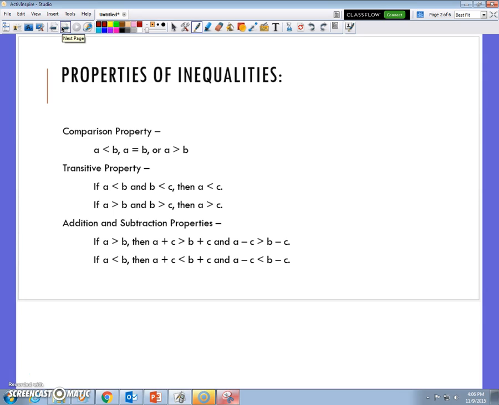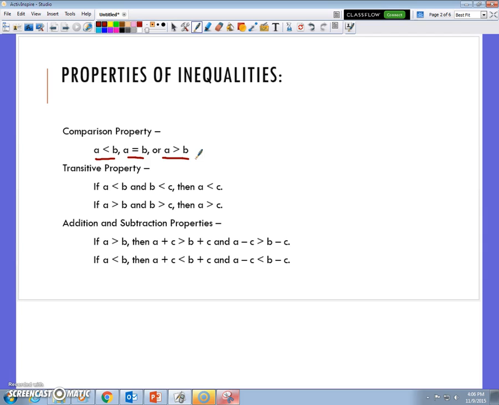And the first thing I want to do is remind you of some of the properties that we use for equalities, and explain that they're also viable properties for inequalities. The comparison property just says that A is either less than B, equal to B, or greater than B. Those are the three things that could happen. A is one of those things, or a combination of those things.